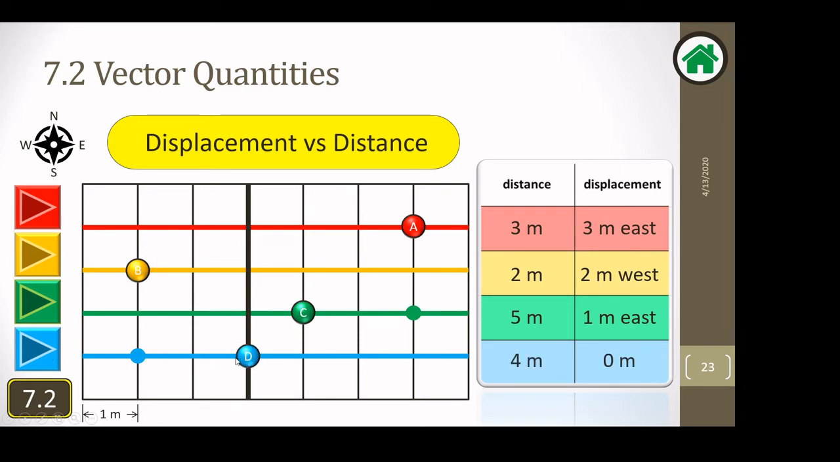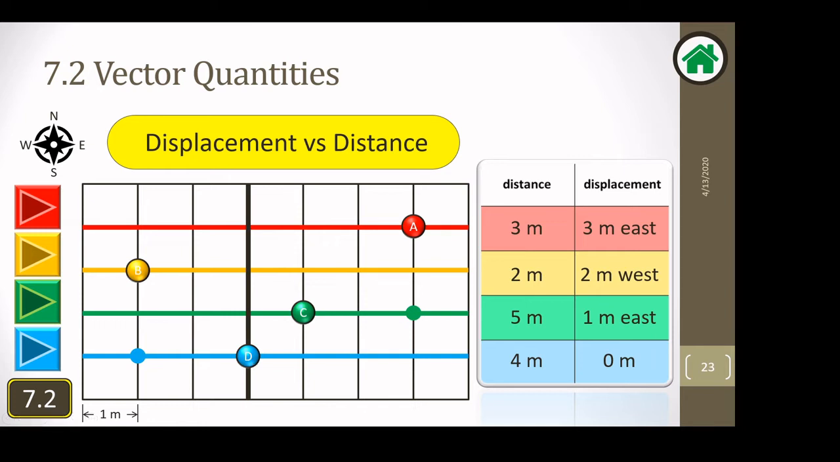The blue one starts by moving 2 meters to the west and then turns around and moves 2 meters to the east. So the total distance traveled is 4 meters, but the displacement is 0 meters because it wound up exactly where it started.